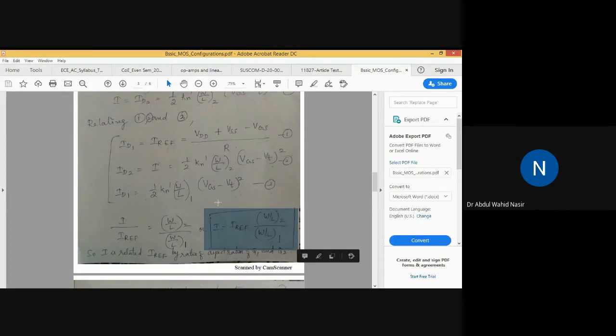Clear? In this manner we can get the value of I, that is the current we are interested in. So I is related to I reference by the ratio of the aspect ratios of Q1 and Q2. This term is the aspect ratio of transistor Q2, and this term is the aspect ratio of transistor Q1. Clear?